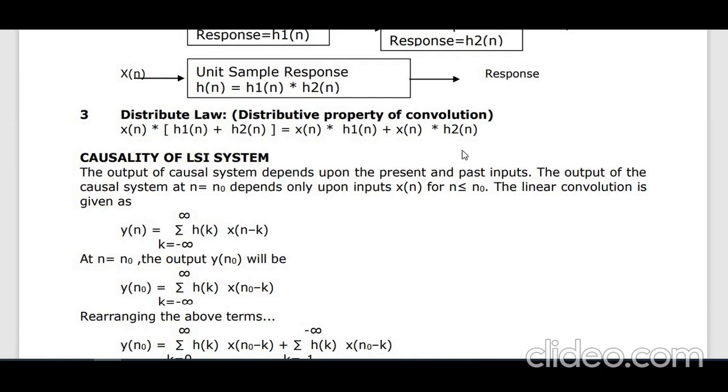Similarly, I have the next concept, called causal. How can you say a linear time-invariant system is a causal system? We need to write the output response for that. So basically, what is the definition of a causal system, students? It says that the output of a causal system depends upon the present input as well as the past inputs. Whenever we get this kind of response, where the output depends upon the present as well as the past inputs, that is considered to be a causal system. Where n is equal to n naught, it depends upon inputs x of n when n is less than or equal to n naught, and the linear convolution is given by this formula.